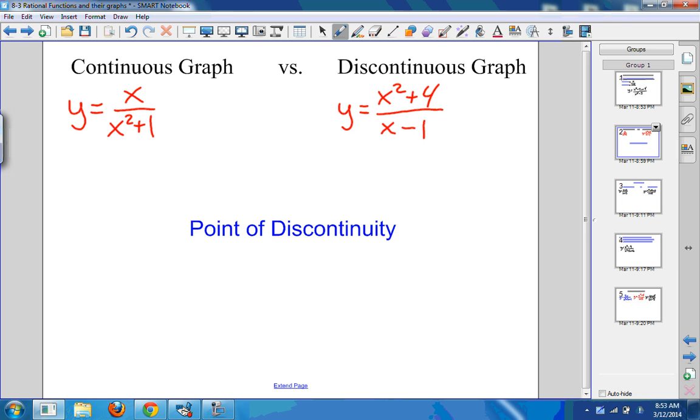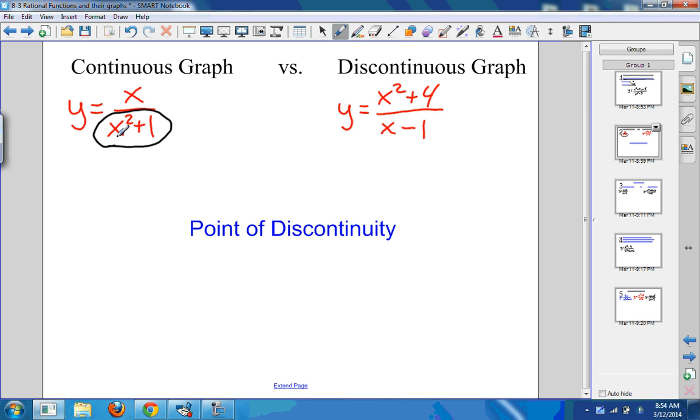So the first vocabulary term we're going to look at is a continuous graph versus a discontinuous graph. And I have examples of both. So I encourage you guys to put these both in your calculator and see how they differ. Before we do that though, from the last lesson, we looked at vertical asymptotes. So vertical asymptotes happen when we have our denominator equal to 0.